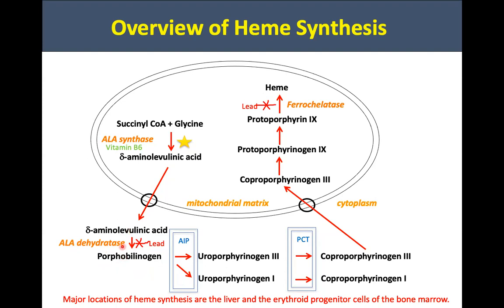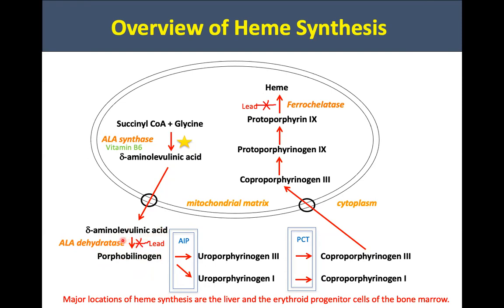And the other thing that's really important for you to know, and this is very heavily tested, is that this step of the pathway can be inhibited by lead. Lead can inhibit ALA dehydratase. And the way that they might test you on this is they might ask you, what is the urine analysis that you might be expected to see in lead toxicity?